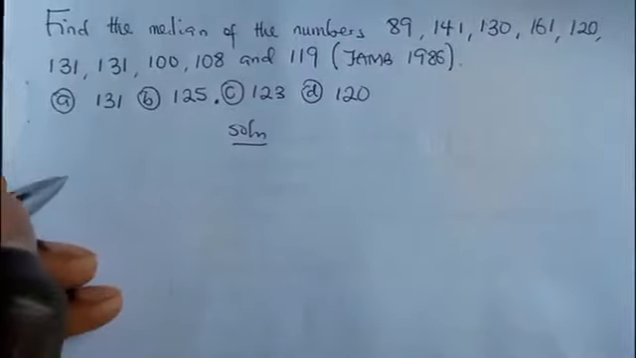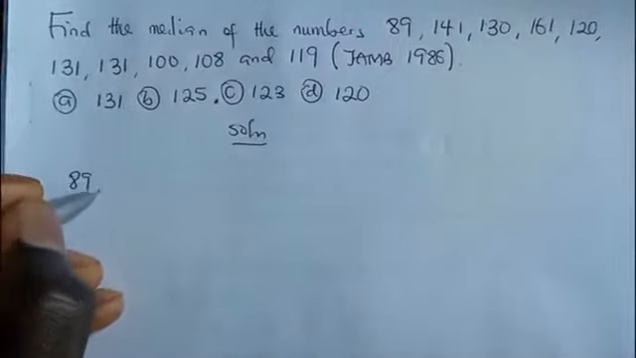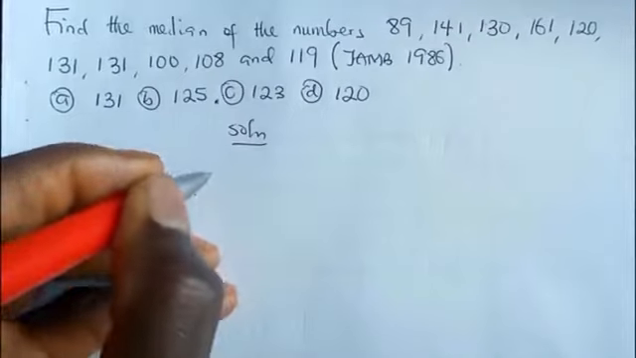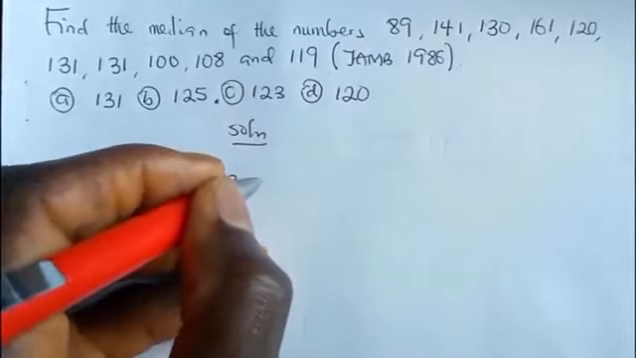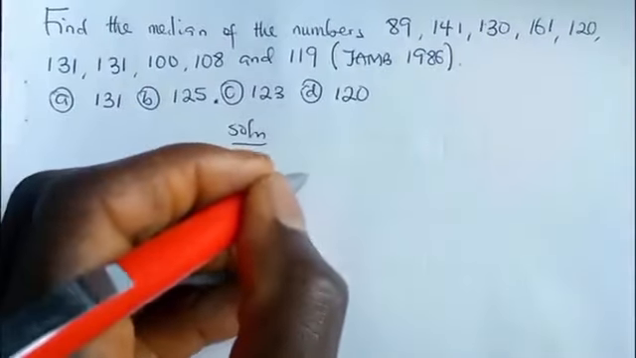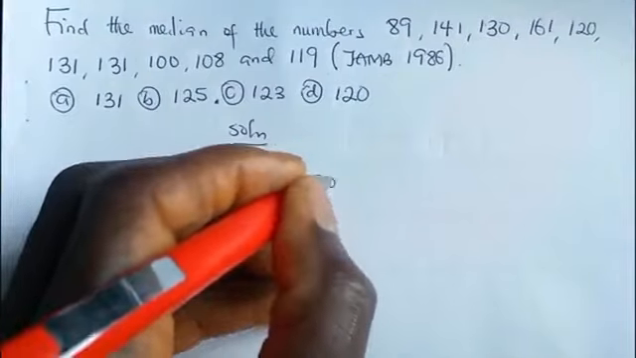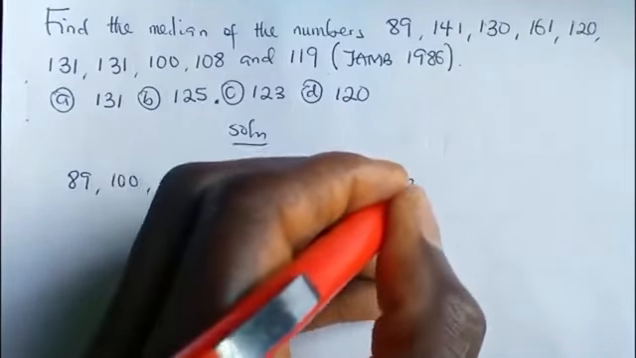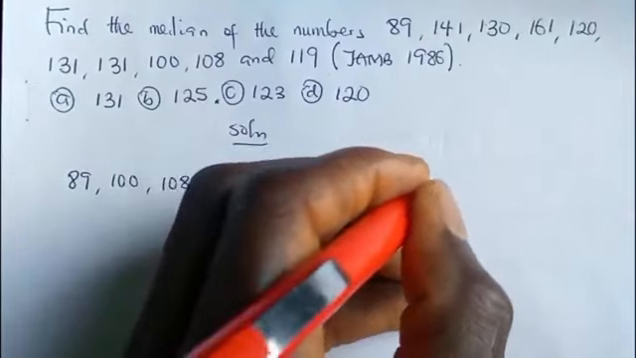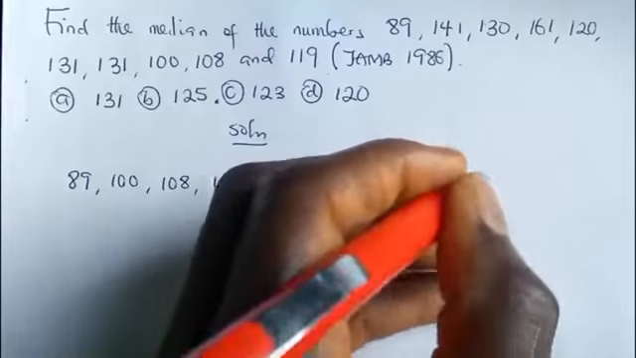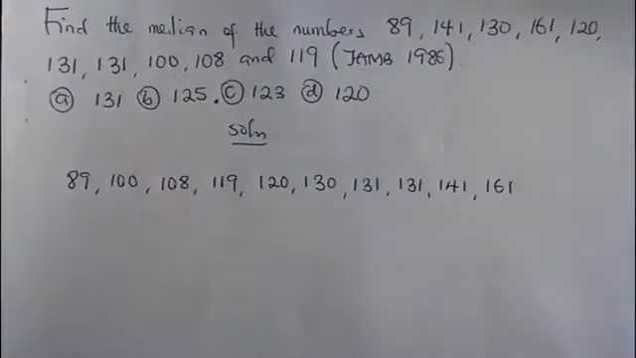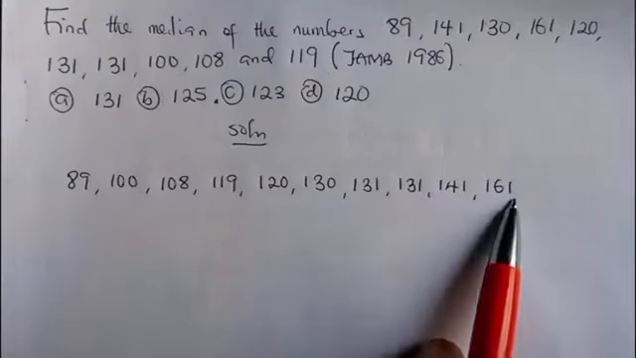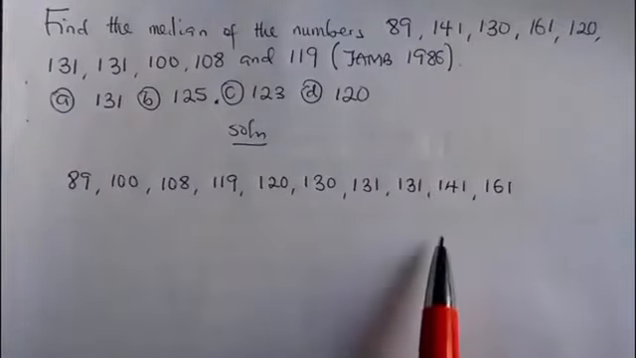Arranging them in ascending order, we have 89, 100, 108, 119, 120, we have 130, 131, again we have 131 because they appear twice, next 141, and lastly 161. So when you look at this number, we have 1, 2, 3, 4, 5, 6, 7, 8, 9, 10. So the middle numbers here are 2.